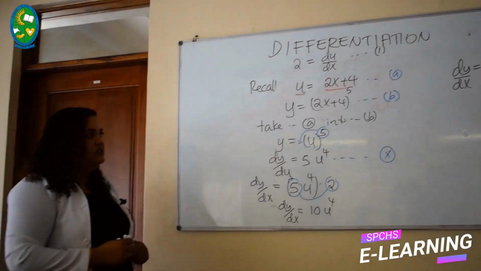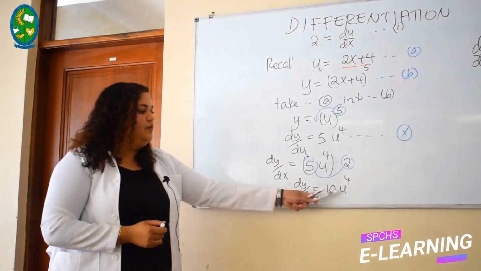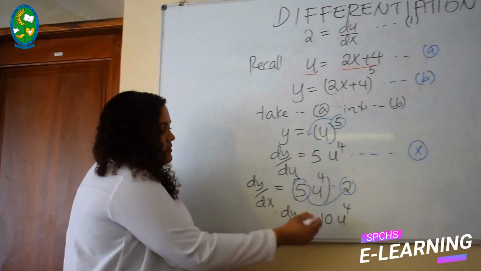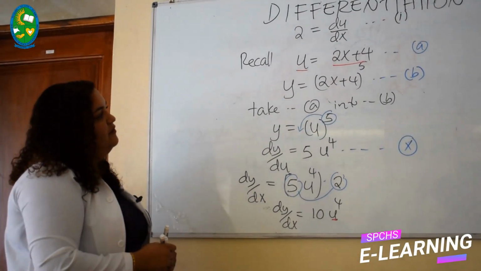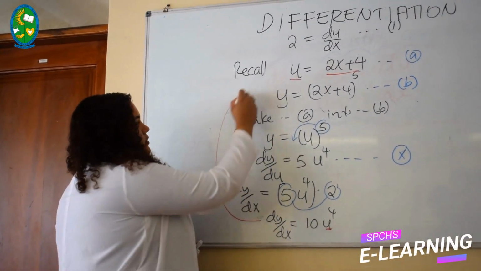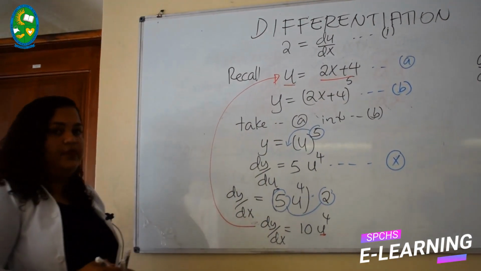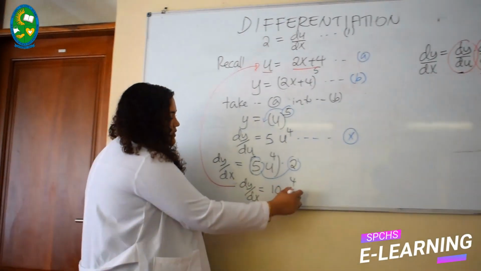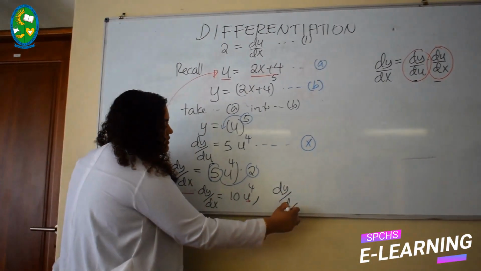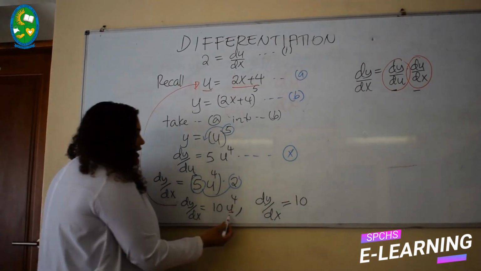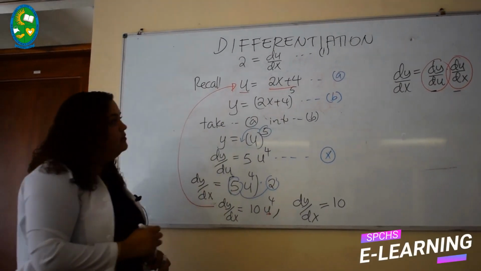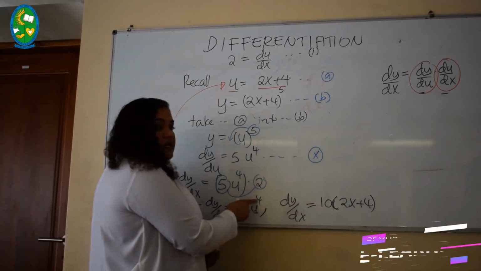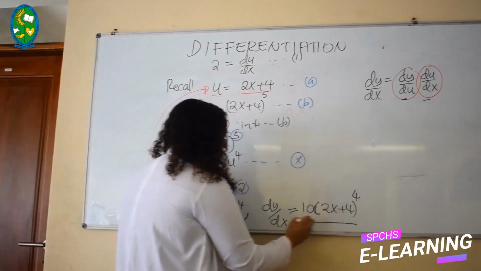But the funny question is, from my equation, did I have u in the beginning? No. So I need to go back to my equation and rewrite u in terms of x. So if you remember from equation A, u equals to 2x plus 4. So in this equation dy dx, which is now my final answer, I'm just simply going to write dy dx equals to 10. Wherever I have u, I'll use the substitution I made earlier, which is 2x plus 4, power 4, and that is my answer.